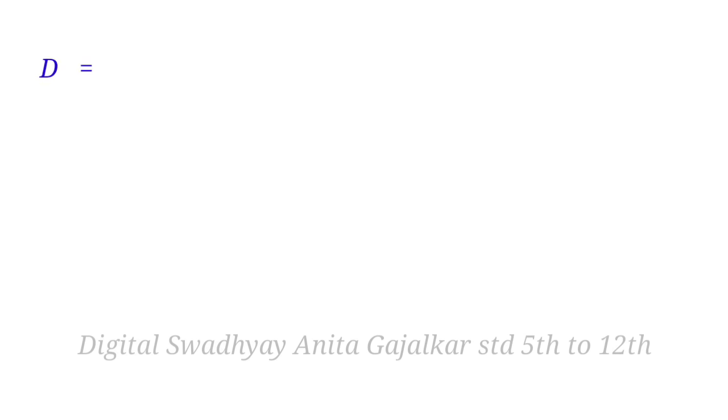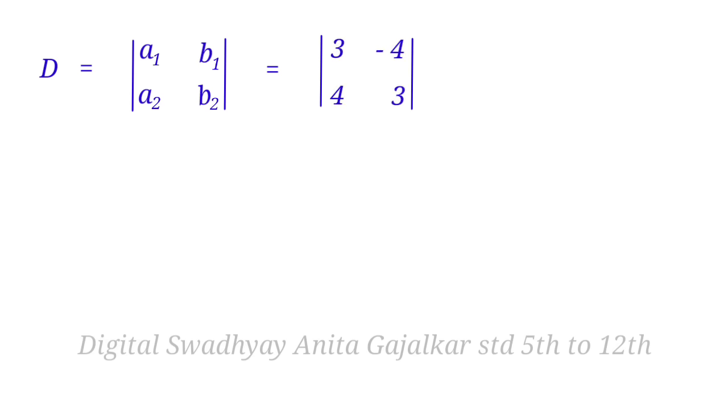D equal to determinant a1 a2 b1 b2, equal to 3 4 minus 4 3, equal to 3 into 3 minus minus 4 into 4, equal to 9 plus 16 equal to 25.